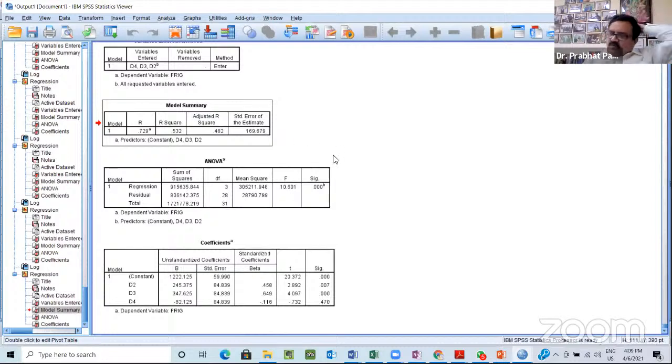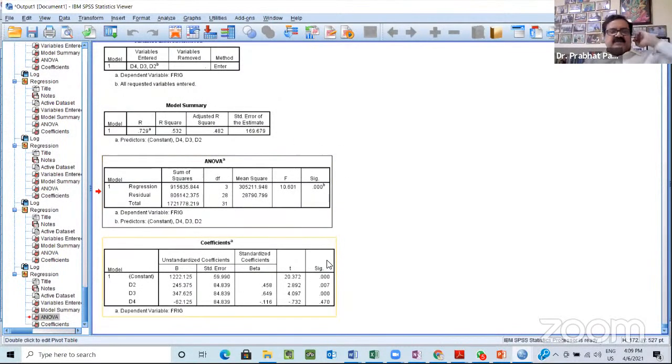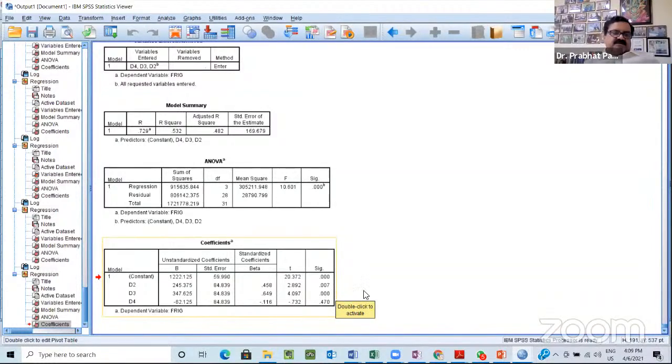R square is 0.4, F is significant, and if you look at the result, dummy 2 is significant, dummy 3 is significant, and dummy 4 is not significant. This means that the sale is significantly different in quarter 2 and quarter 3, but the quarter 1 and quarter 4 sales are almost the same. Quarter 2 and quarter 3 sales are significantly different from quarter 1. So that's the result in front of us.